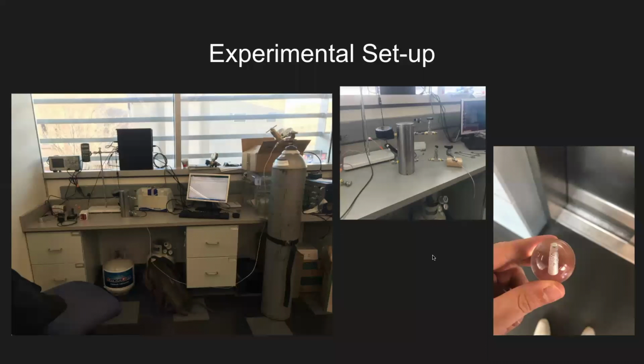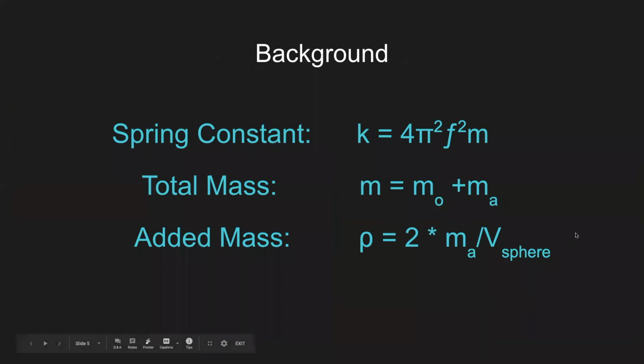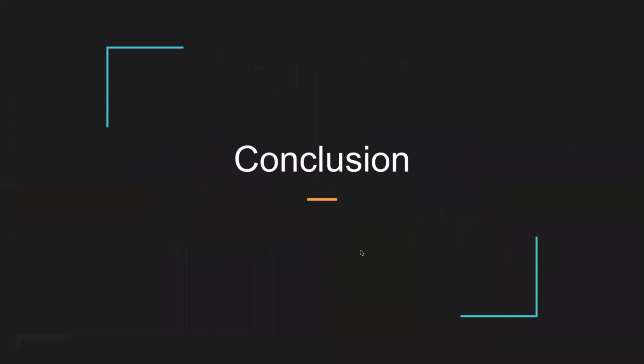And those are just some more pictures of the general setup of the experiment. Our whole experiment is based on these three equations. Essentially, if we assume this spring constant to be constant, and we pick up the frequency, we can find the total mass. From that total mass, we can get the added mass, which we can then correlate to the density of the gas using this simple correlation.